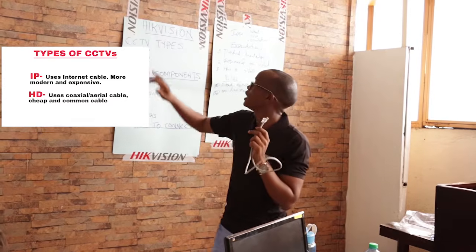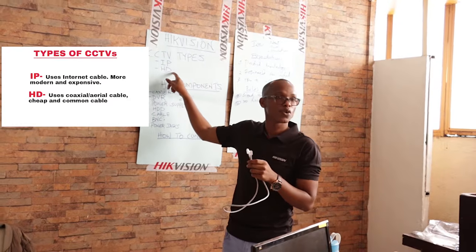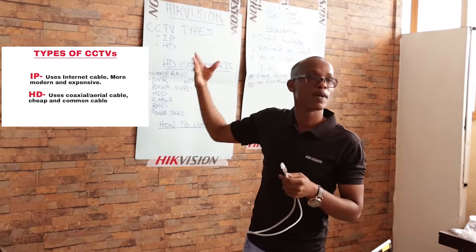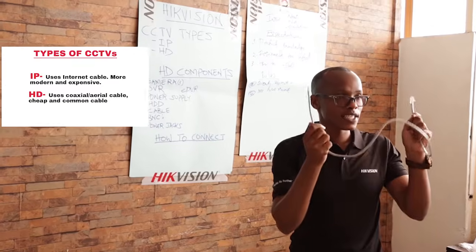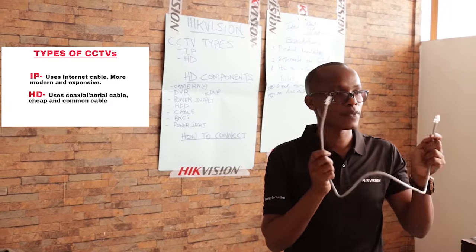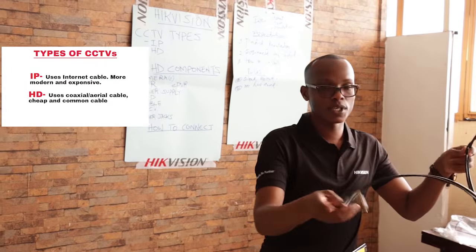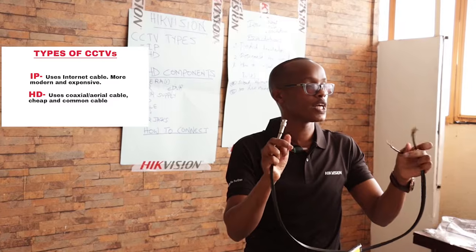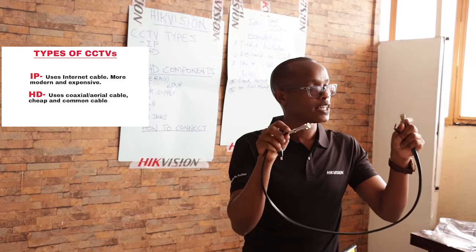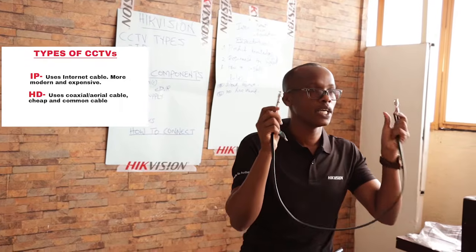So there are two types of CCTV. We have the one called IP, and we have the one called HD. Sometimes people call HD analog, but don't use that with customers. It is high definition, but it was the first one. So the IP is the more modern one. It is a little bit expensive, and it uses this Ethernet cable. The other one uses a coaxial cable. Coaxial cable is similar to the one for the aerial, and the connector is the same as the one for the aerial. So we have those two types of CCTV.